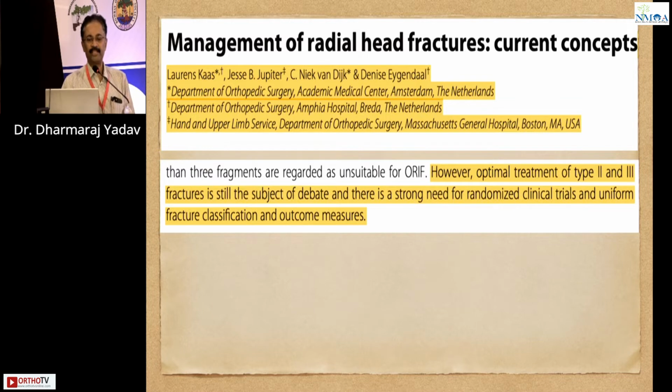Again, Jesse Dupeter and others, in management of radial head fracture, did say optimal treatment of type 2 and type 3 fracture is still a subject of debate, and there is a strong need for randomized clinical trials and uniform fracture classification and outcome measures.